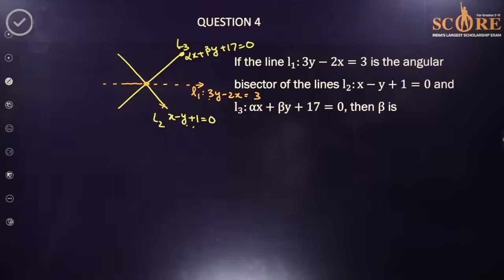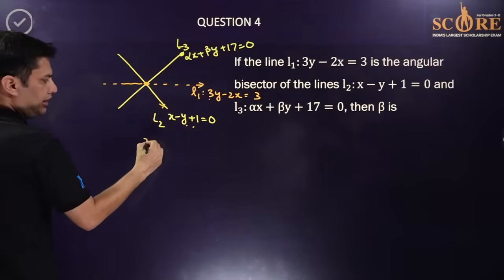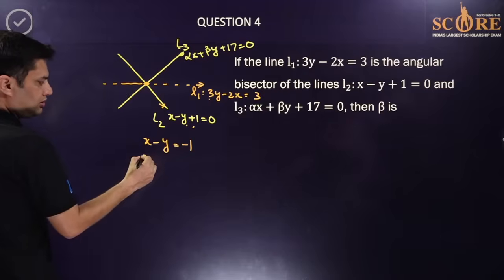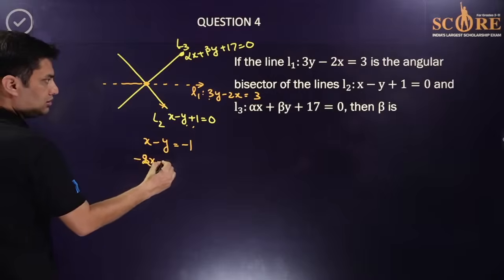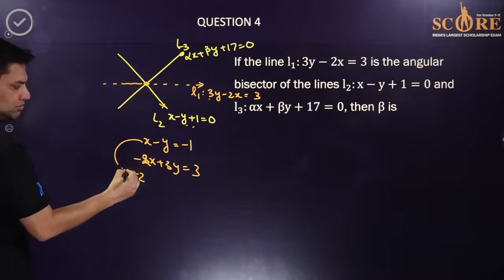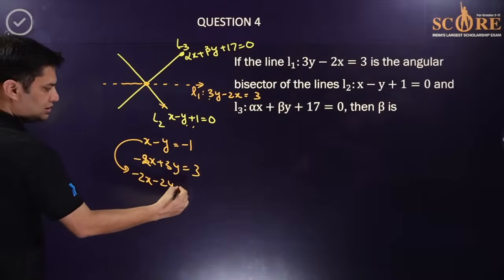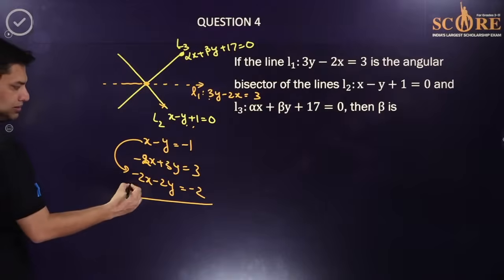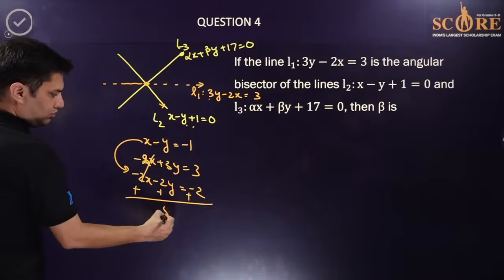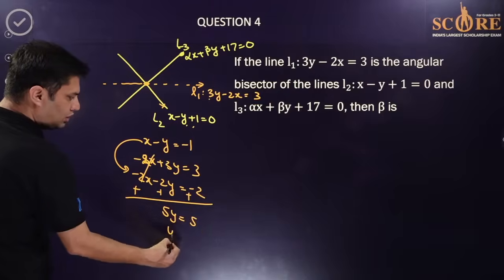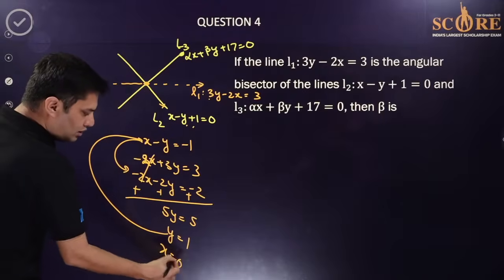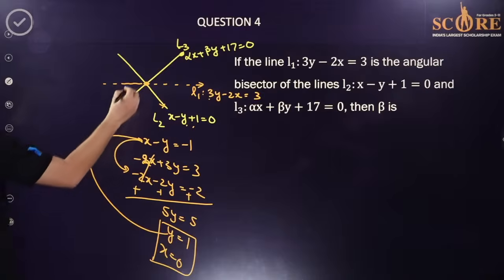Okay, so let's find out the intersection point. x minus y is equal to minus 1. This is minus 2x plus 3y is equal to 3. So multiply this equation with 2: minus 2x minus 2y is equal to minus 2. So if I subtract, 5y equals 5. So y is equal to 1. If you put y is equal to 1 here, x is equal to 0. So (0, 1) is the intersection point.